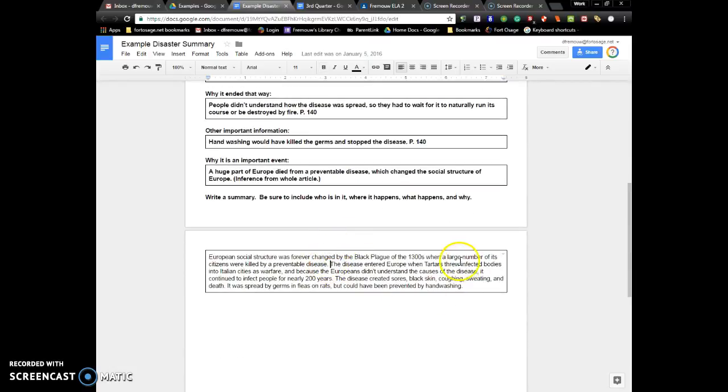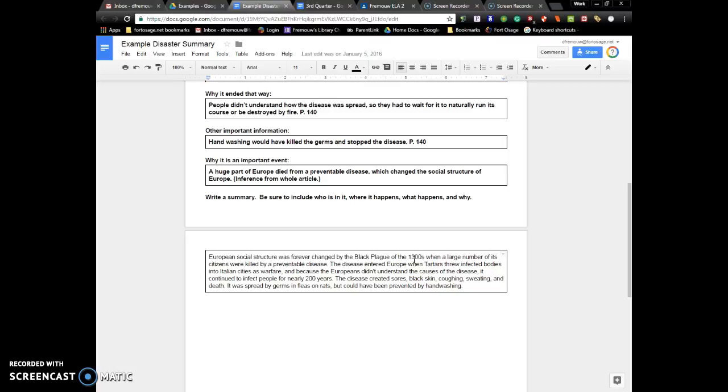So my summary of the Black Death, based on the Lesson 15 article that we read together, is: European social structure was forever changed by the Black Plague of the 1300s when a large number of its citizens were killed by a preventable disease. The disease entered Europe when Tartars threw infected bodies into Italian cities as warfare, and because the Europeans didn't understand the causes of the disease, it continued to infect people for nearly 200 years.